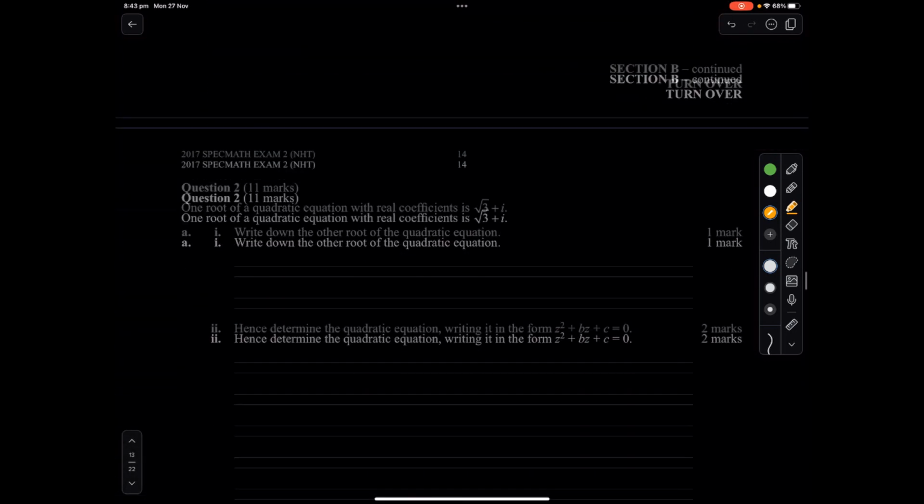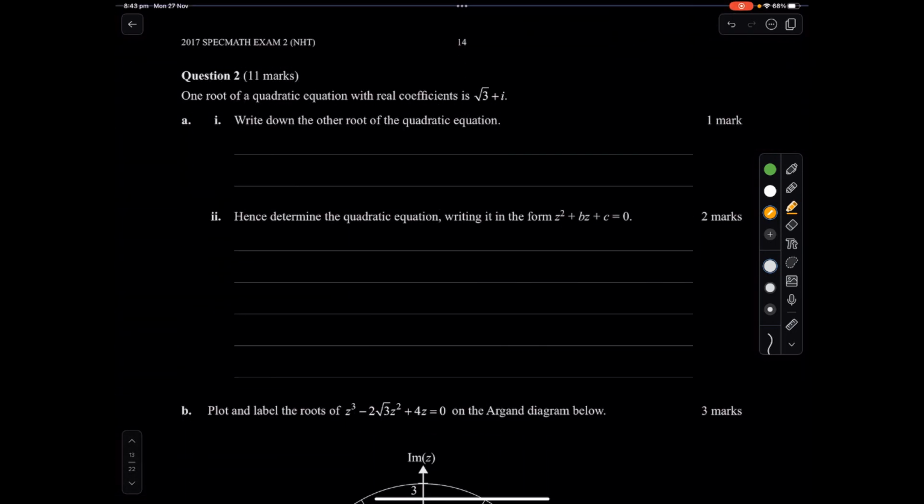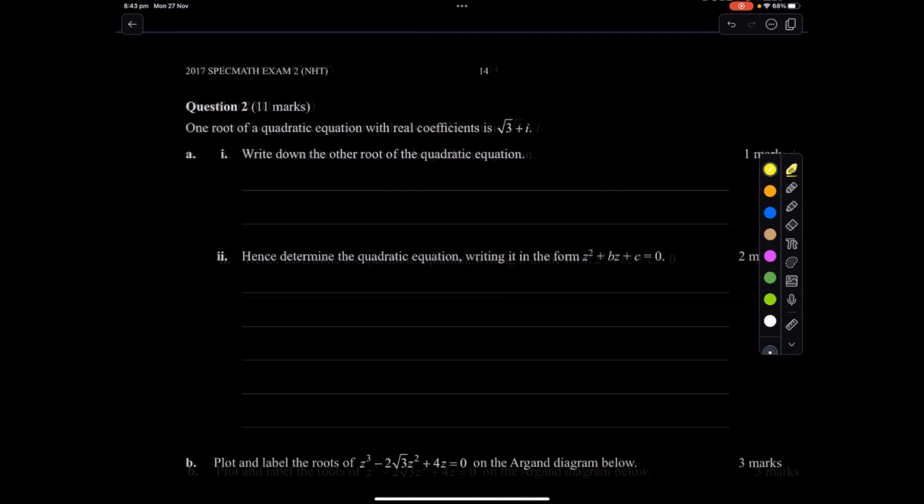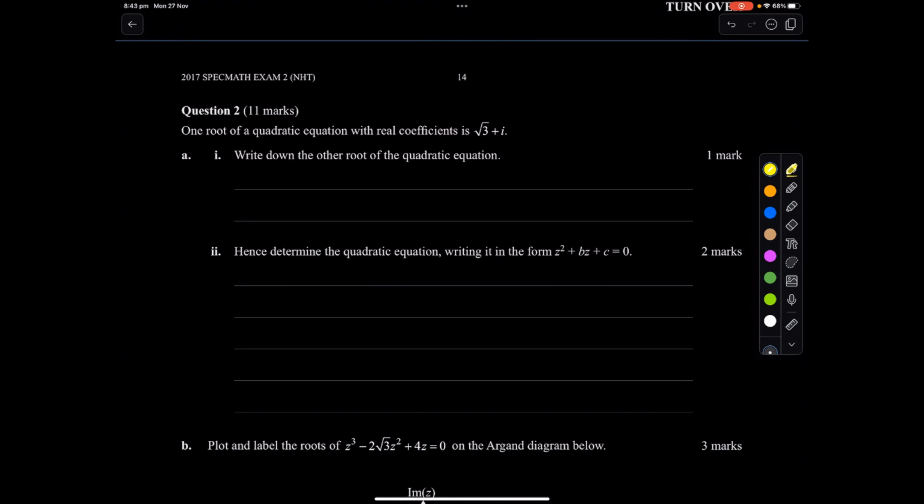Good. Question 3. One root of a quadratic equation with real coefficient. Okay, when you hear the words real coefficient, what do we know? Conjugate root theorem is this. So this here is a root. Write down the other root of the quadratic equation.